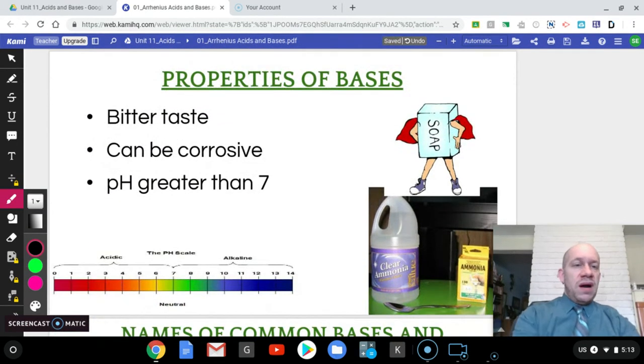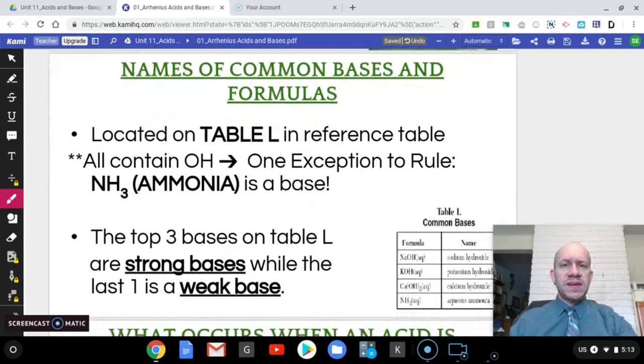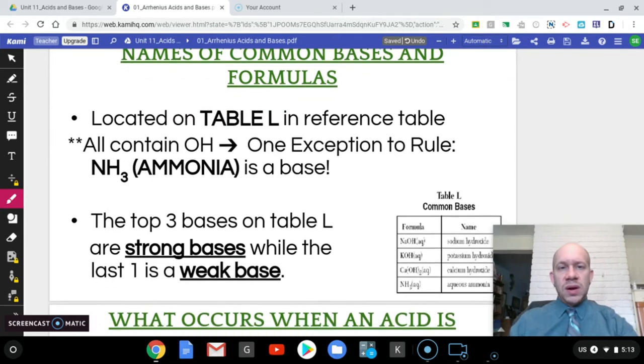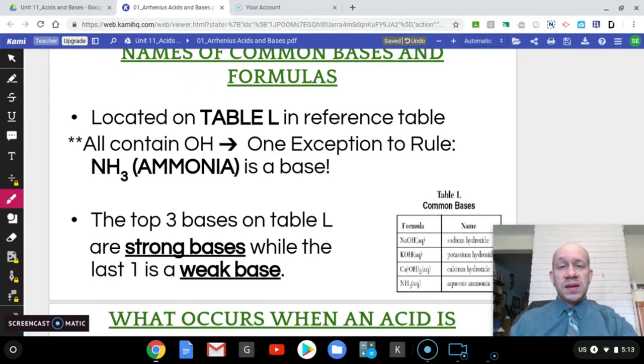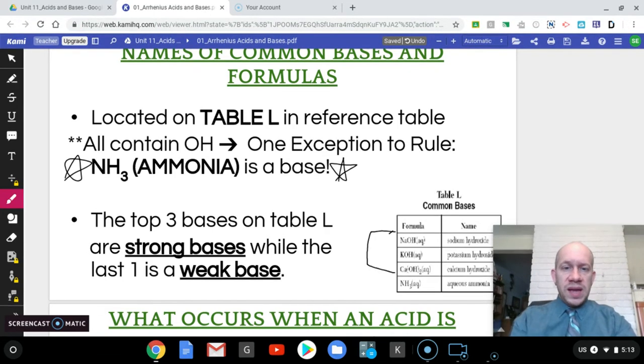Properties of bases are that they have a bitter taste, they can be corrosive, and they have a pH greater than 7. Some names of common bases and formulas are found in Table L in the reference table. They all contain OH except one exception, ammonia. Ammonia is considered a base as well. So we've looked at that before, but now you know it works slightly differently than hydroxide. The top 3 bases on Table L are considered strong, while the last one is considered weak.